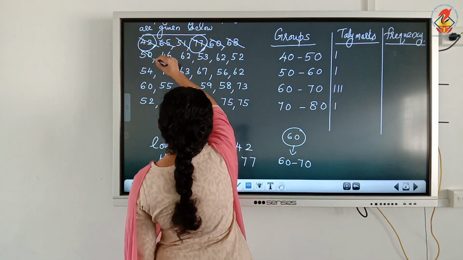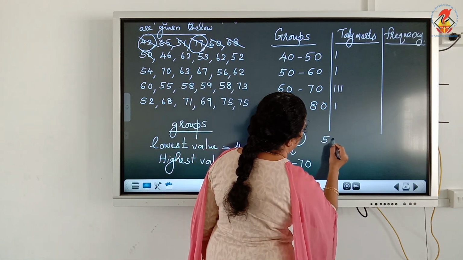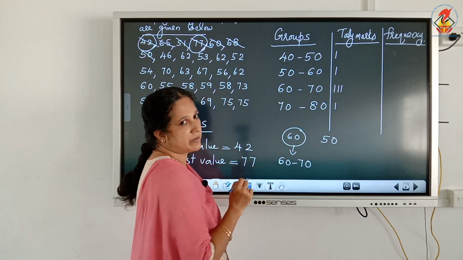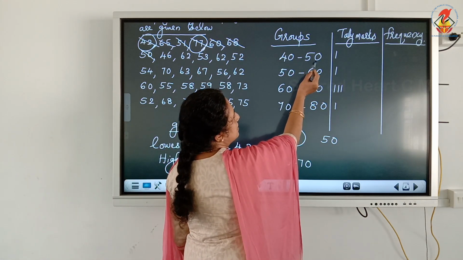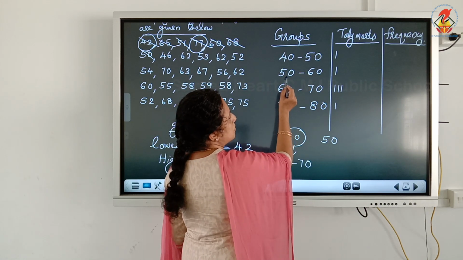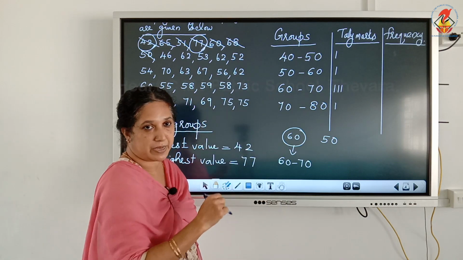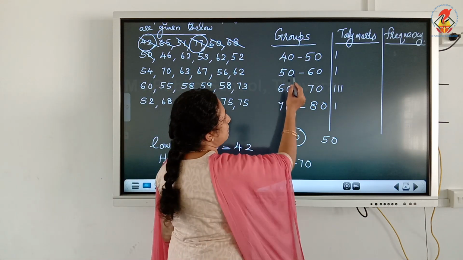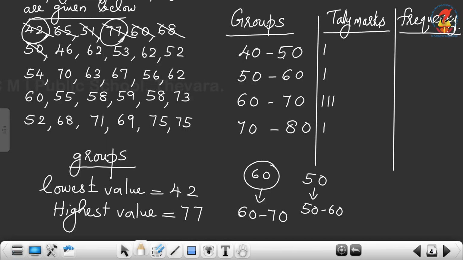Then 50. Where will you mark this 50? 50 will belong to which group? Now look at that. 40 to 50 means you consider all the observations below 50. 50 is not included. 50 to 60 means all the observations below 60. So 50 will come in the group 50 to 60. So you can put a vertical stroke. Then 46.